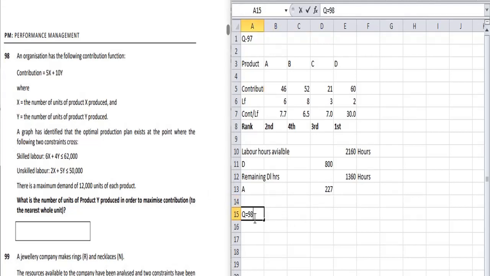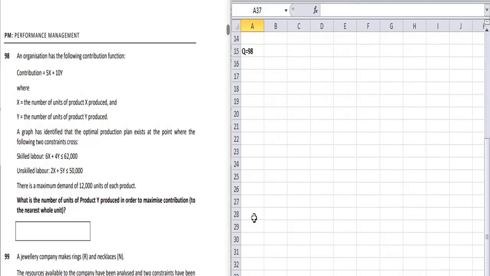So let's see question number 98. The first equation will be for the skilled labor, and that's 6x plus 4y equals 62,000. So this is our equation 1.